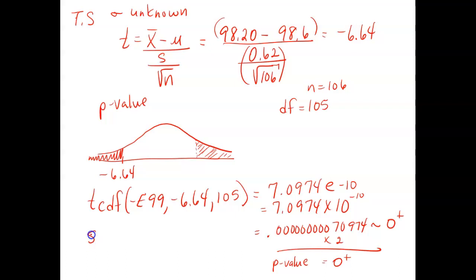Okay, so we want to do our statistical conclusion. So we're going to compare our p-value with our alpha. So 0, and then we said our alpha on this problem was 0.05. So the p-value is smaller than the alpha, so that tells me I'm going to reject the null hypothesis. So my statistical conclusion would be to reject the null hypothesis.